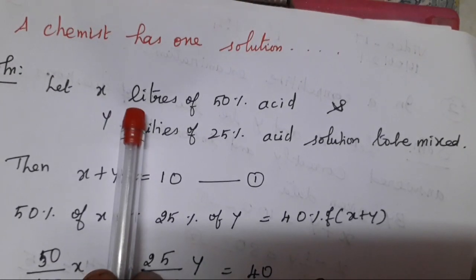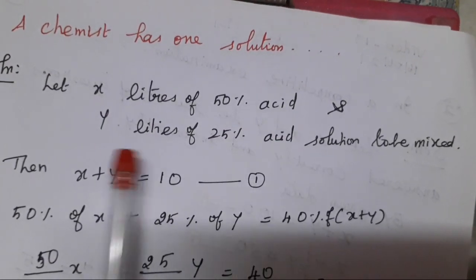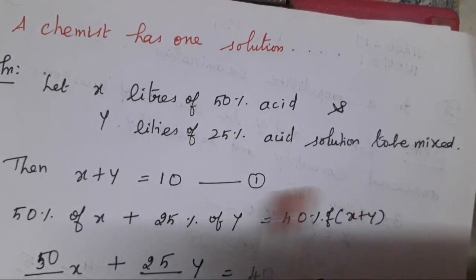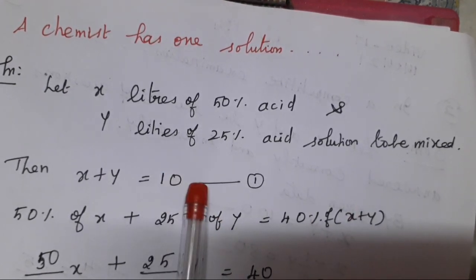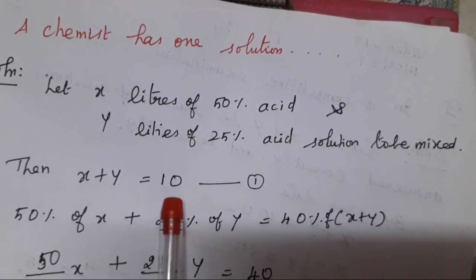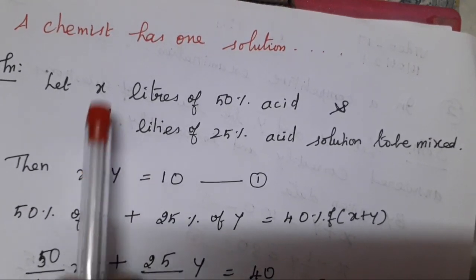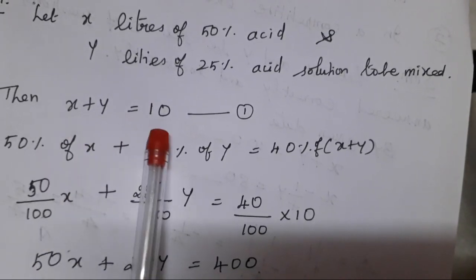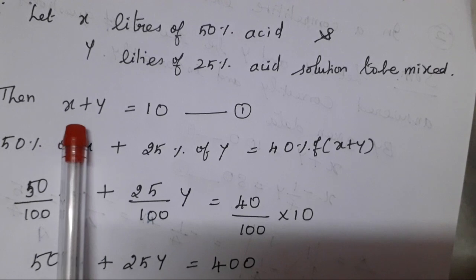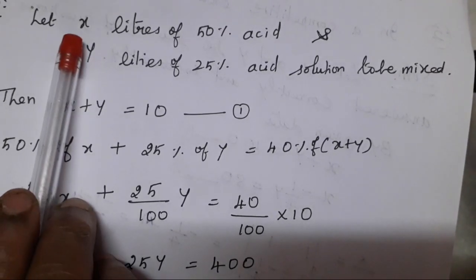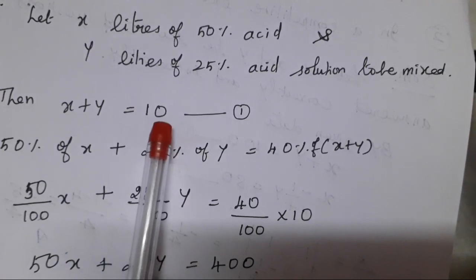X is nothing but the 50% acid, Y liters of the 25% acid solution to be mixed. Therefore the total quantity is 10 liters, X plus Y. X liters plus Y liters equal to 10 liters. Now we are going to find X and Y. What is the first equation for the given data? X plus Y equal to 10, that is X liters plus Y liters equal to 10 liters.